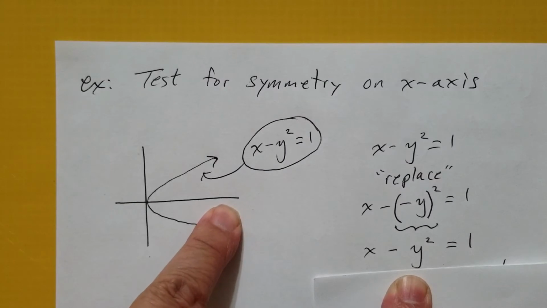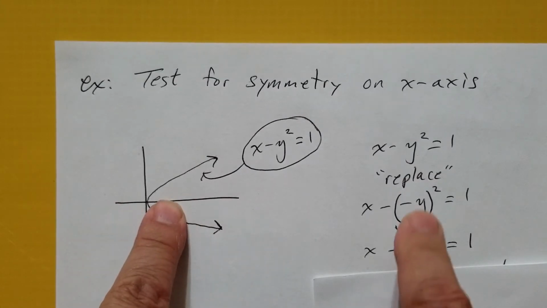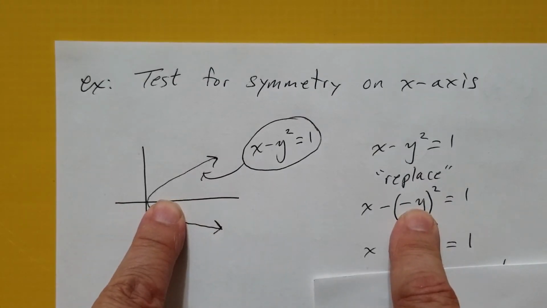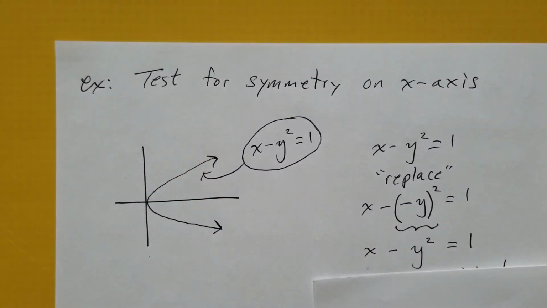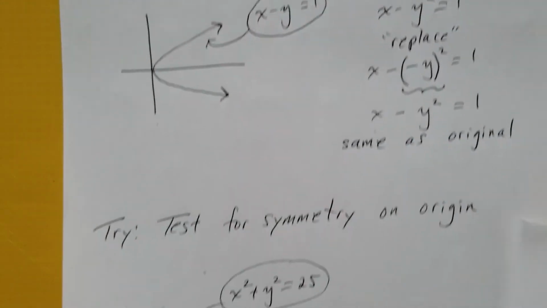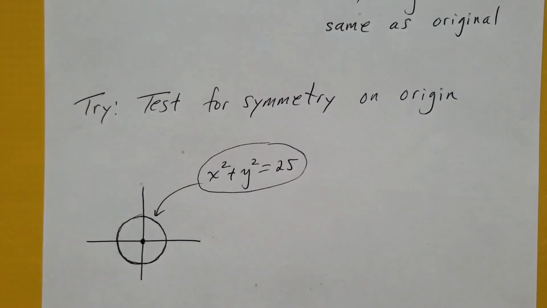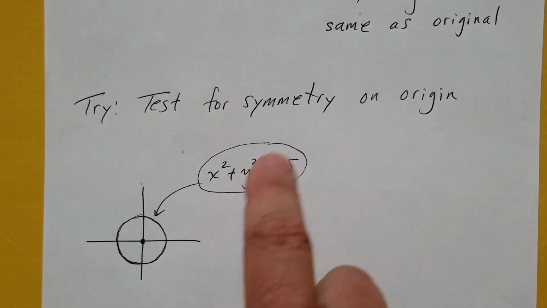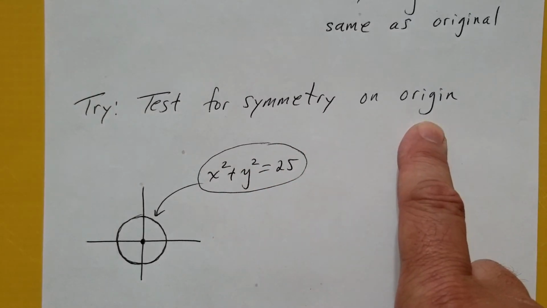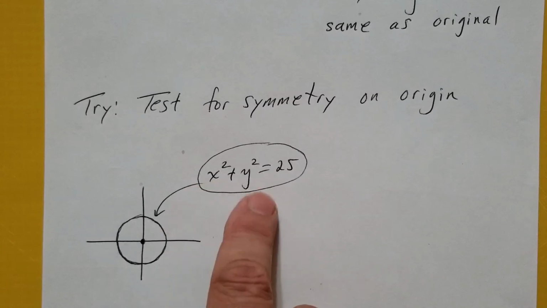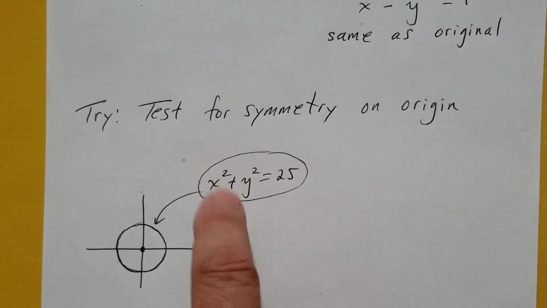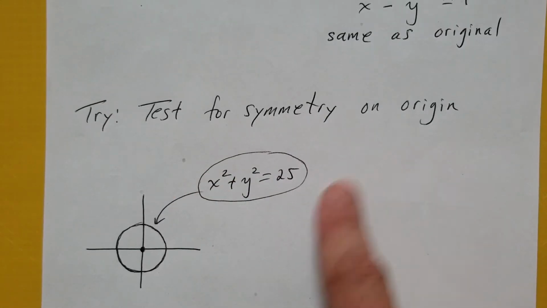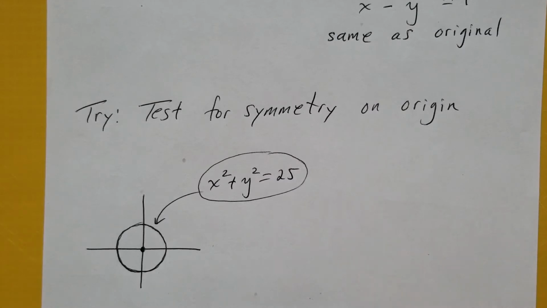So when you want to test for symmetry on the x-axis, you replace the y with negative y. When you want to test for symmetry on the y-axis, you do the negative x for the x. And then here, this try problem that you're going to do, you're going to test for symmetry on the origin, which means you're going to replace both of them with the negative. Put negative x here, negative y there, and simplify, and you should get the original equation. Okay? Work on it right in this area here.